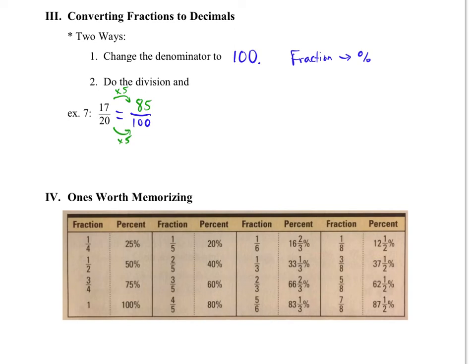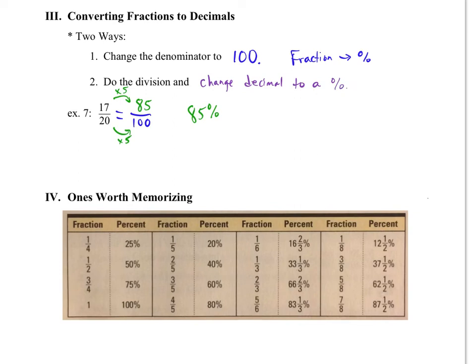Nice. 85. For me, in my head, I do 5 times 10, and then 5 times 7, and then put them back together. So 85. So in other words, then it's going to be 85%. Yes? If you have a calculator, it might be easiest to do number 2. Just do the division and change the decimal to a percent.